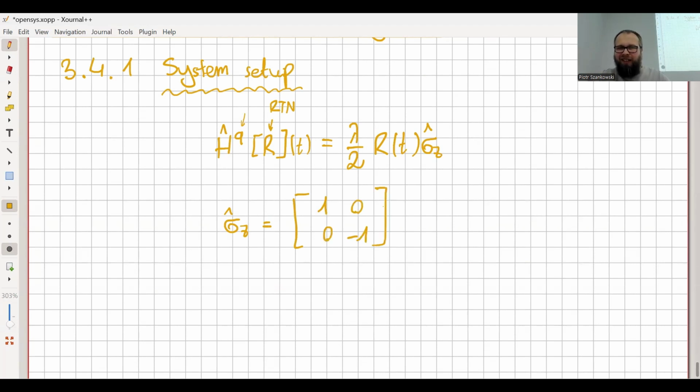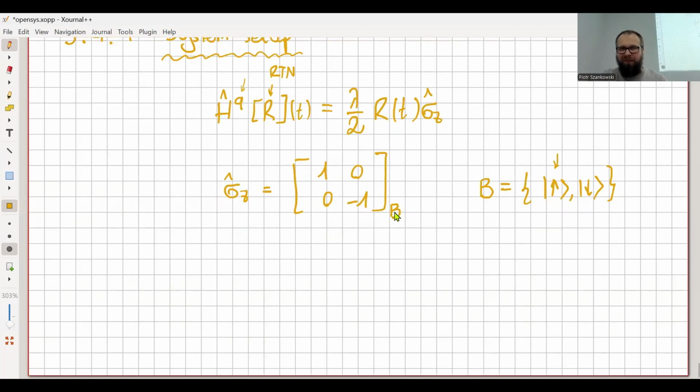It will be defined in a basis B, because the matrix depends on what basis you use, and we'll be switching between bases all the time. So B is a basis made out of eigenvectors of sigma z, which I will denote as spin up, spin down. Qubit up, qubit down, whatever. And in this basis, sigma z looks like this, a diagonal matrix. So this is nice and simple.